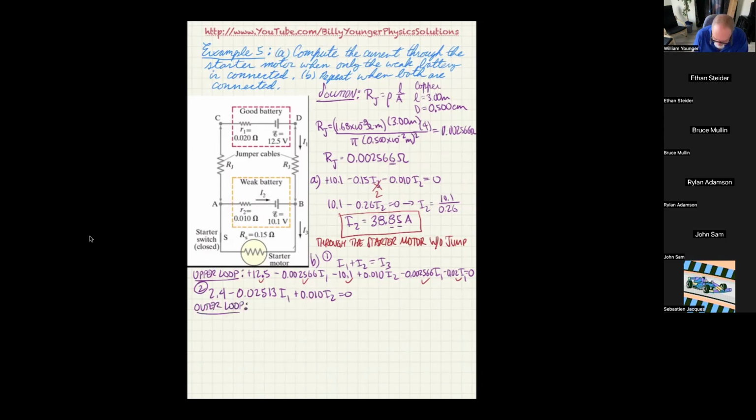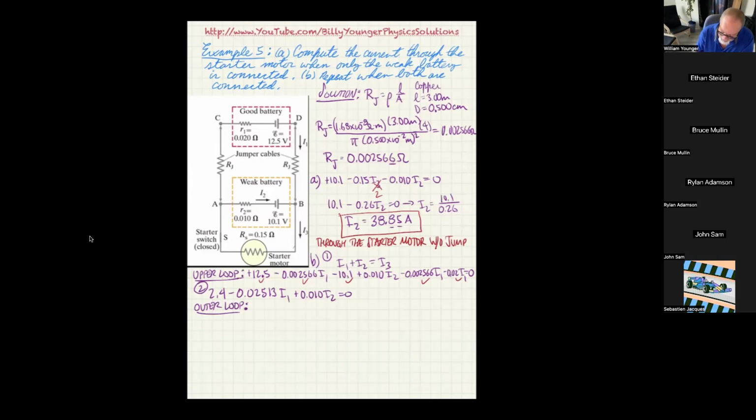Now, this is just a way that I found useful on these circuits. Sometimes I'll do the upper loop and the bottom loop. Sometimes I'll do the outer loop and the lower loop. Sometimes I'll do the upper loop and the outer loop, like I did here. It doesn't matter. There's really no quote unquote wrong way to solve it, but you've got to find a way. And in principle, if you get them all in terms of number times I1 plus number times I2 plus number times I3 equals a number, then you can even use matrix methods, and that works really nice. But let's go ahead and do the outer loop now.